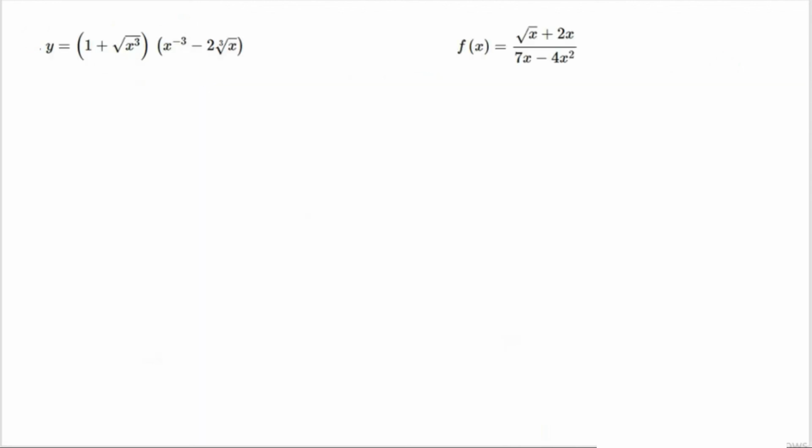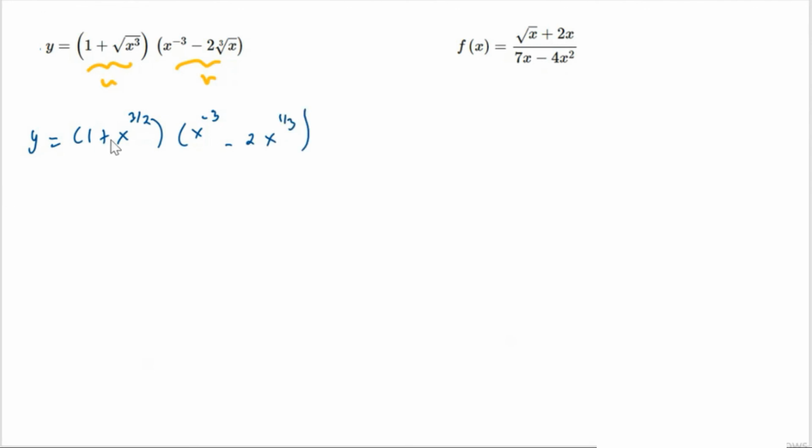Okay, so next we have y is equal to 1 plus the square root of x cubed times x to the power of negative 3 minus 2 times the cube root of x. So using the product rule, I let this one as my u, and this one is our v. So we are going to rewrite first the given in terms of fractional exponent. So we can write now y is equal to 1 plus x to the power of 3/2 times x to the power of negative 3 minus 2x raised to 1/3.